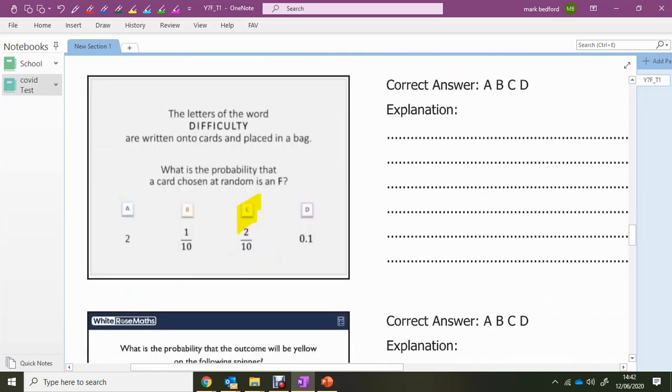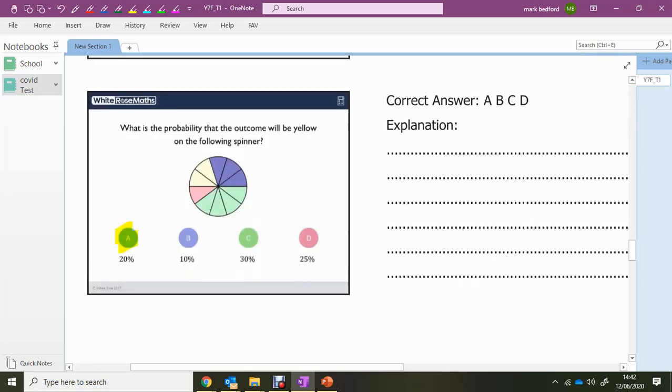On my next one, the letters of the word difficulty are written onto cards and placed in a bag. What is the probability a card chosen at random is an F? There are 2 Fs, 1, 2, out of a total of 10 letters. That's why it is part C. On to the next one.